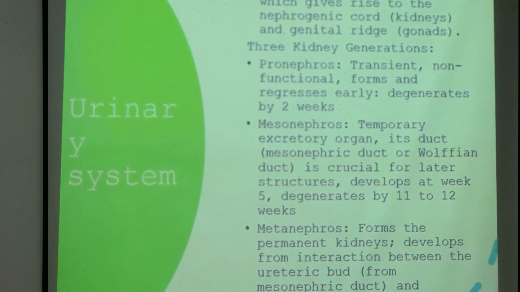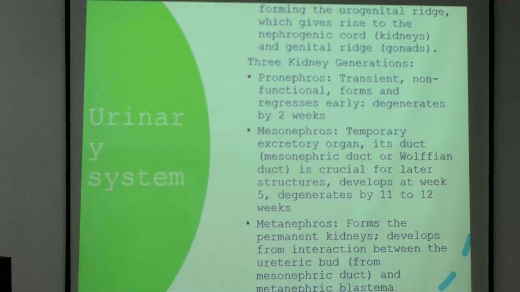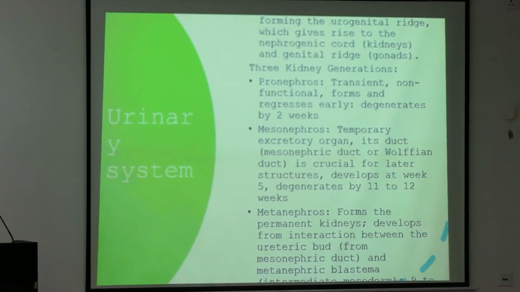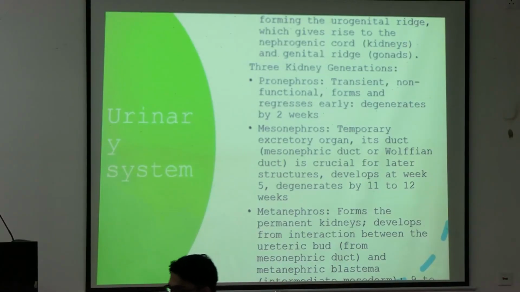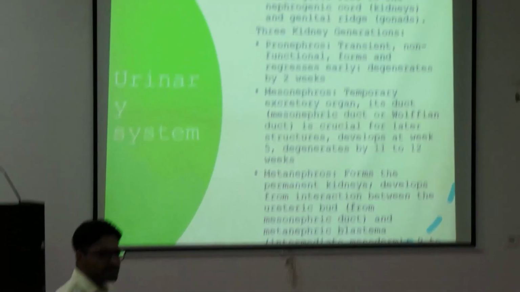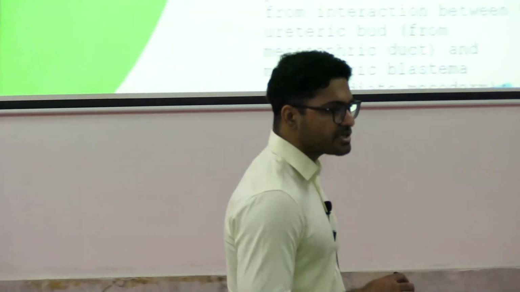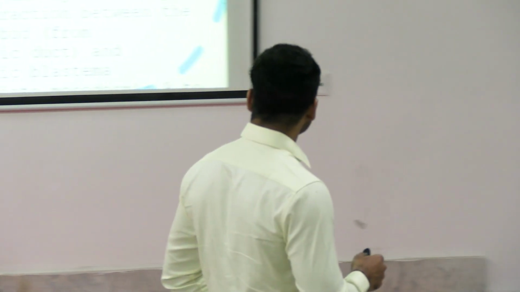Now urinary system. There are 3 kidney generations: pronephros, mesonephros, metanephros. Metanephros is the adult kidney, our kidney. Mesonephros provides the duct for the adult kidney, and pronephros is irrelevant in humans. However, all 3 are required. If the kidney does not develop in this stage, there will be some abnormality. The baby will survive, as kidney is not essential during the intrauterine period, but it is very much important during the postnatal period.